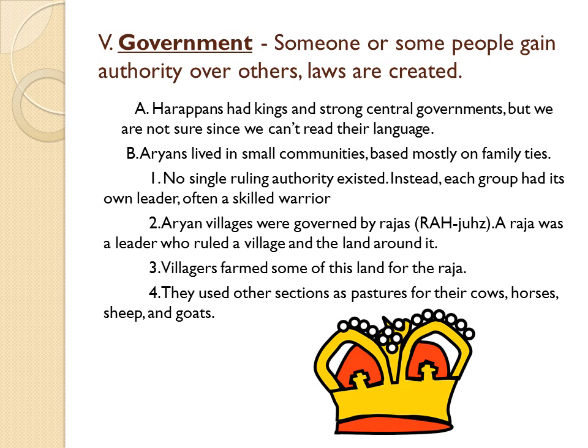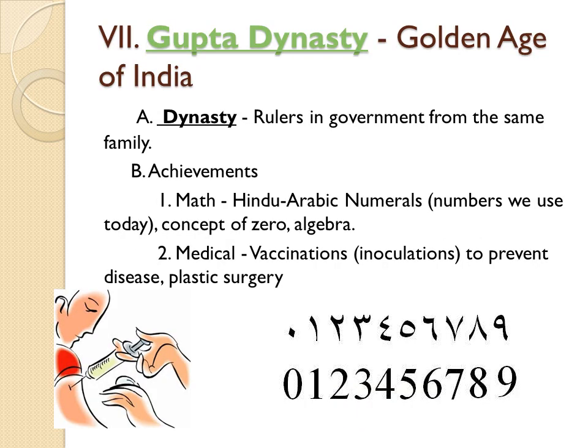Villagers would farm their land for the local Raja, and they used other sections as pastures for their own cows, horses, sheep, and goats. So the Aryans did not have a strong central government. Every town had its own ruler. And then along comes the Gupta Dynasty, which is really called the Golden Age of India. A dynasty, again, is a set of rulers from the same family.